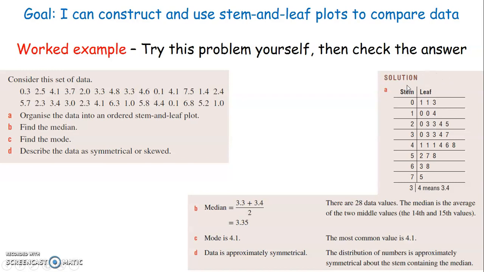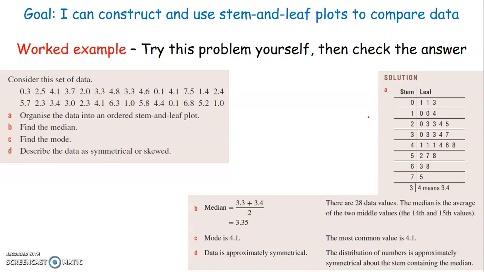So here's the stem and leaf plot when we are done with it. Okay. So that is question A. Then question B asks us to find the median. And we can see here the answer is 3.35. Now let's work out how to get that median.